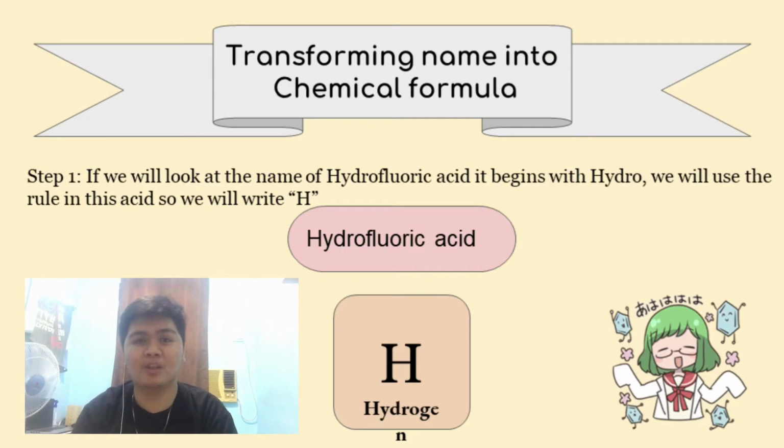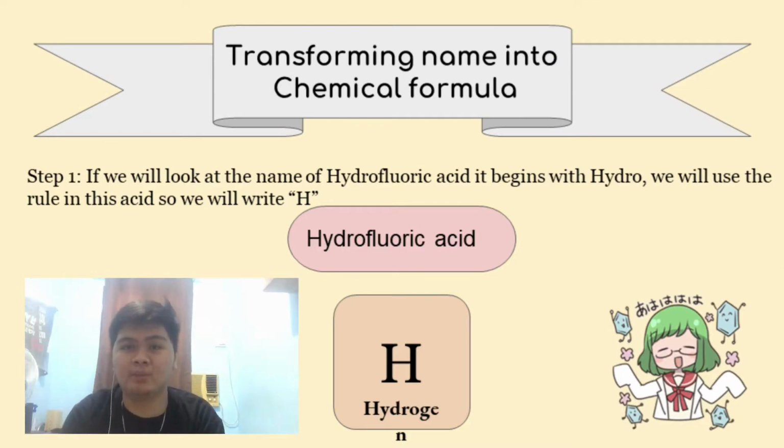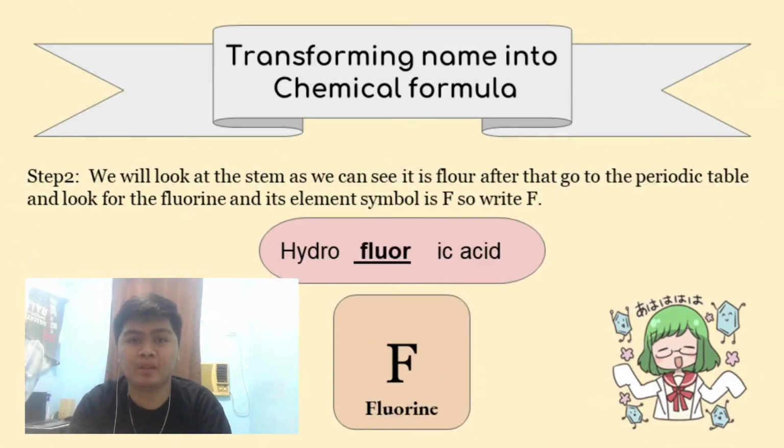In this tutorial, you will know how to transfer chemical name into chemical formula. Step 1. If we look at hydrofluoric acid, it begins with hydro. So we will use the rule in this acid, so we will type H. Step 2. We will look at the stem. As we can see, it is fluor. After that, go to the periodic table and look for fluorine. We will see the element symbol F, so we will write F.